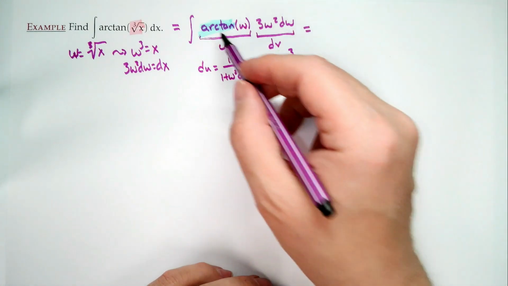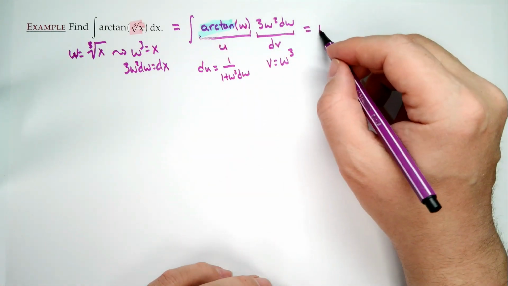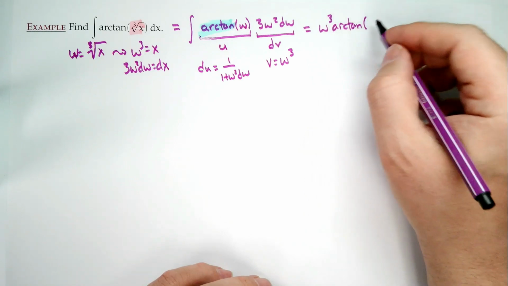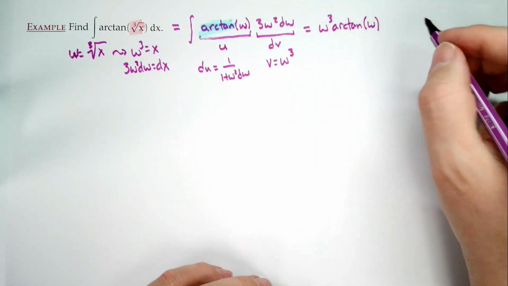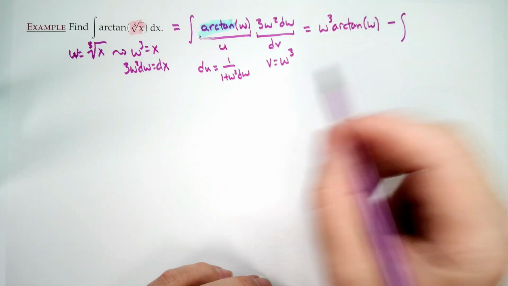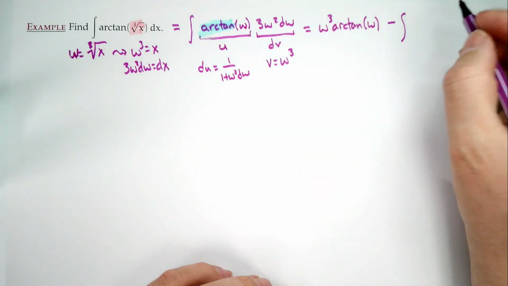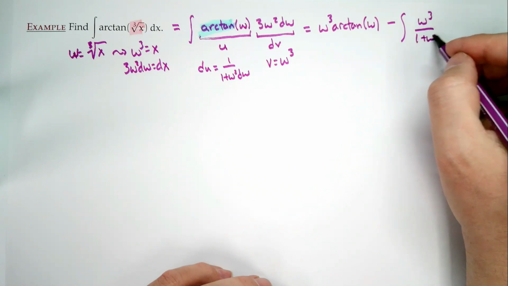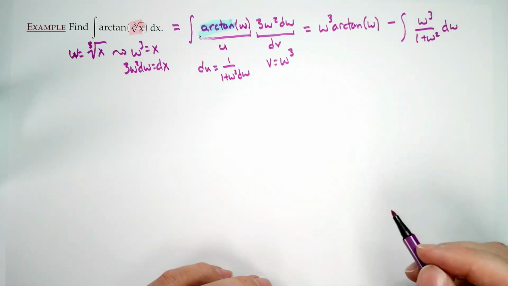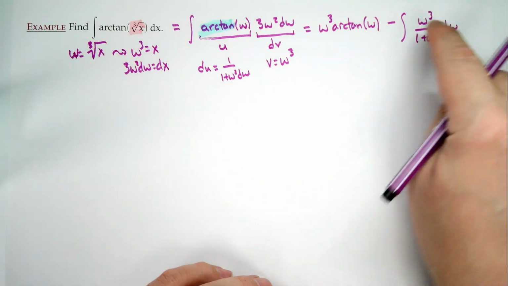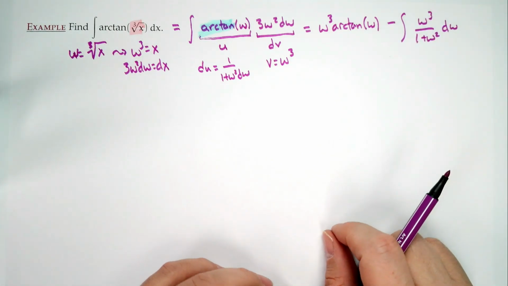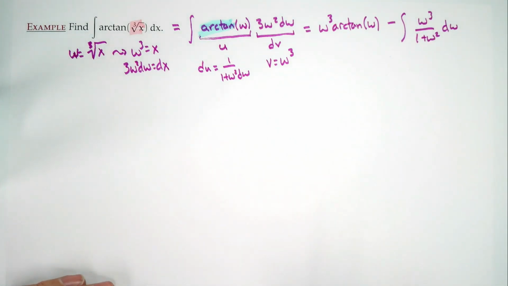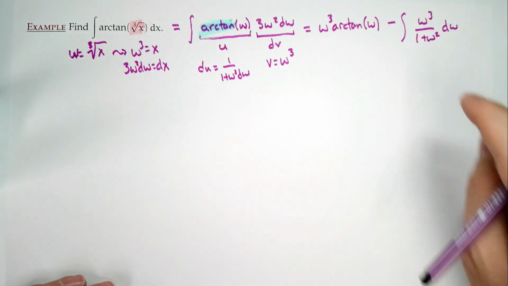So what do we get? We get uv, so we get w cubed arctangent of w minus the integral of v du. So that's the integral of w cubed over 1 plus w squared dw. Now, this integral is easier to work with. It's a polynomial over polynomial, and therefore partial fractions.